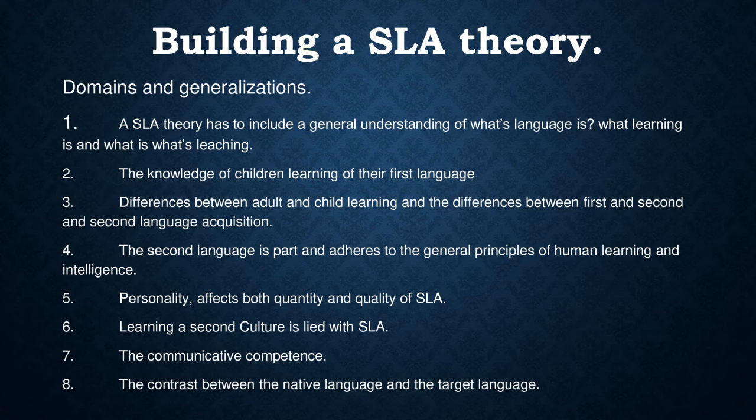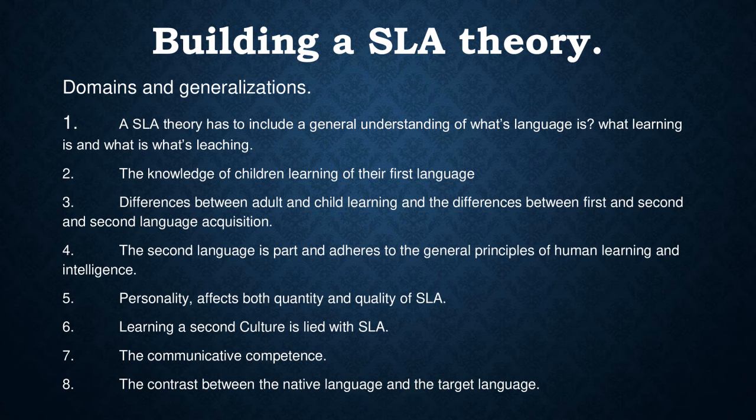In order to build a theory of SLA, it's important to take into account some domains and generalizations that describe the skeletal structure of a theory. Here we have a taxonomy proposed by Lorio in 1976. This shows different domains that must be included in a theory of SLA. A second language acquisition theory has to include a general understanding of what is language and what is learning.